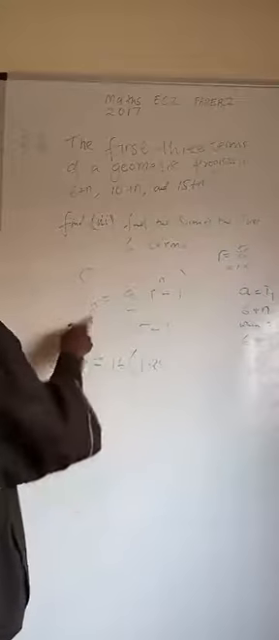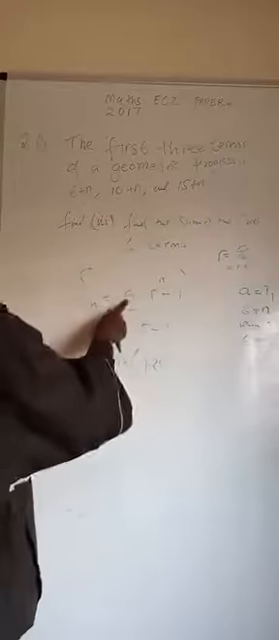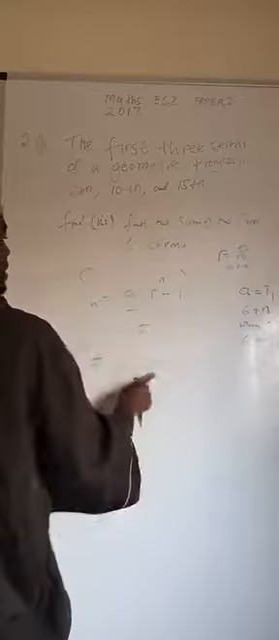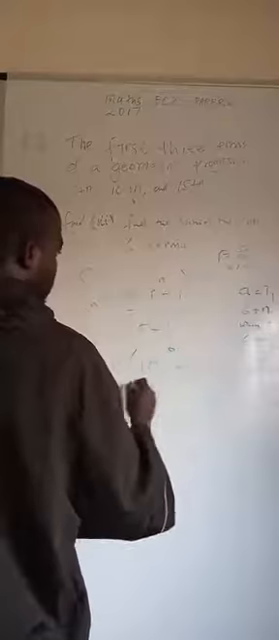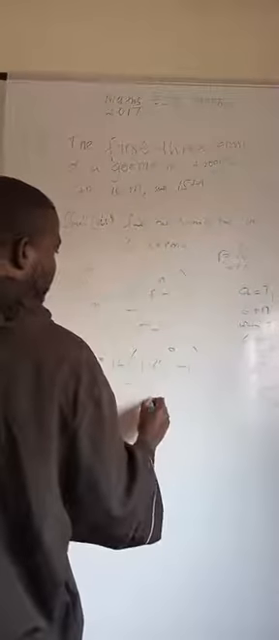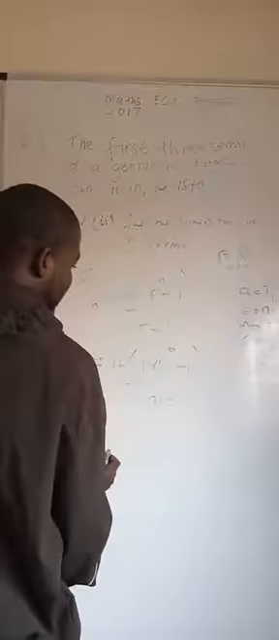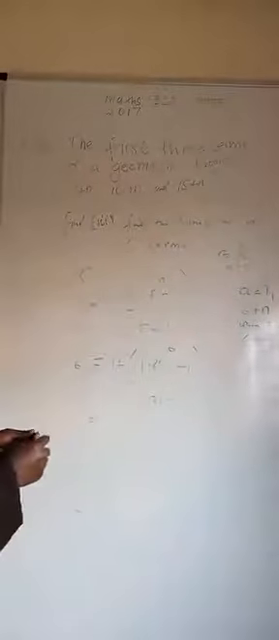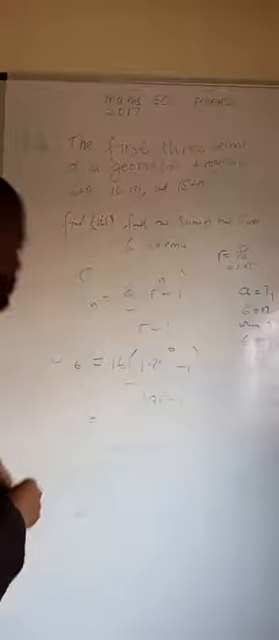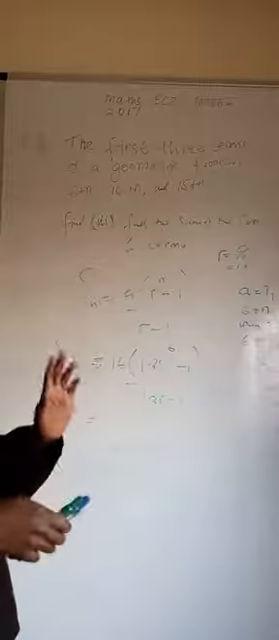So the sum of six terms is equal to A, the first term, which you calculated as 16, times R, 1.25, to the power 6, minus 1, over 1.25 minus 1. When you punch this on the calculator, the answer you get there is the sum of the first six terms. It is as simple as that. Thank you very much, and thank you for listening. I hope you have understood and it has been of help.